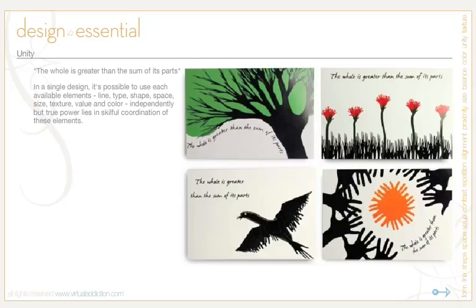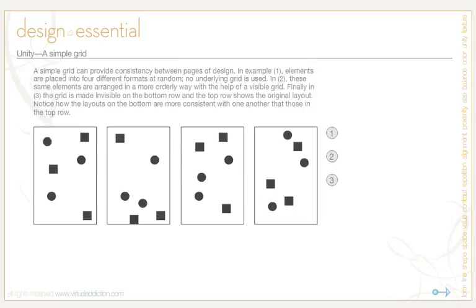So why is unity important? Well, establishing and maintaining consistency throughout the printed piece is essential to the success of your design. If there's no unity, then the main message of the design might be lost, or it might miss the target audience. So unity is going to help to hold the image together, both image-wise and message-wise. You can achieve unity with a grid.